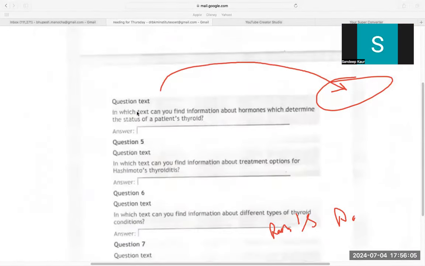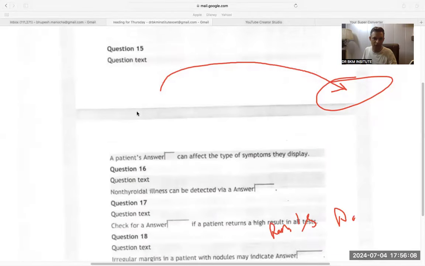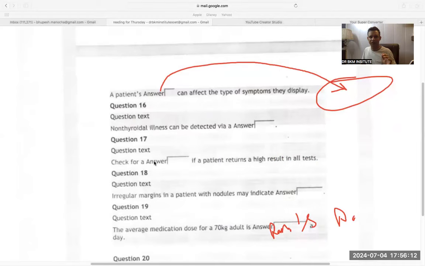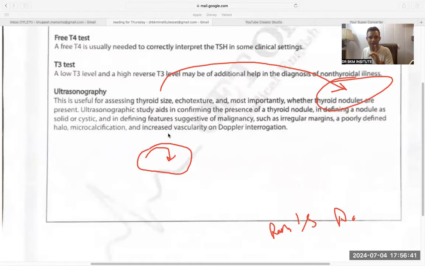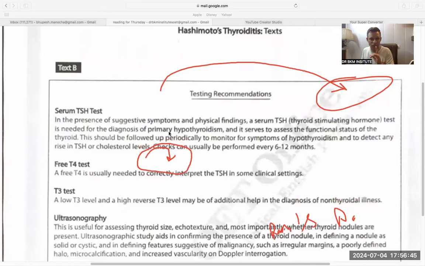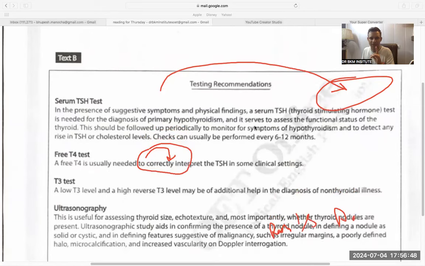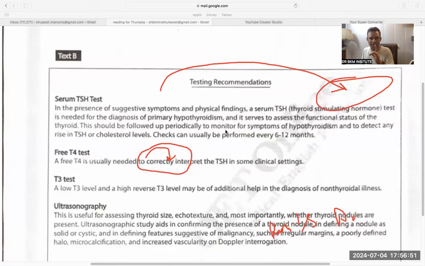Sir, question number 17. If I do 17, check for a. Never forget the articles. If the word a is given, then 90% in the paragraph also, the answer would be after a. Check for a dash if a patient returns a high result in all tests. So test was given in which part, guys? In the B part. Check for a dash. So immediately I will go to the B part. Check for a dash. The word given is serum TS test. What were the other lines?